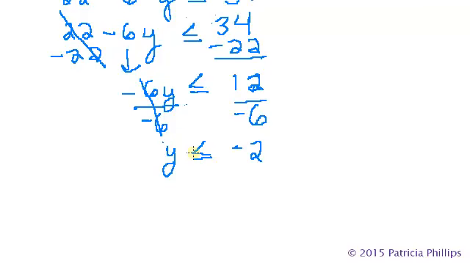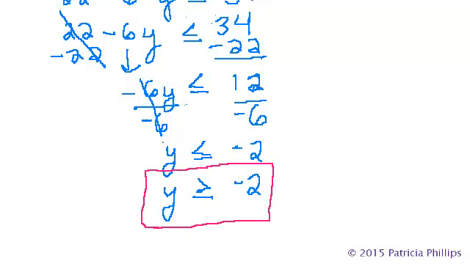So the final answer is going to be y is greater than or equal to negative 2. The reason being, notice that our 34 and then our 12 were positive numbers. Well, when we divided by that negative 6, we completely changed the game. We're now on the other side of the number line. So we have to reverse the inequality in order for it to have the same meaning. And y is greater than or equal to negative 2 is our final answer.